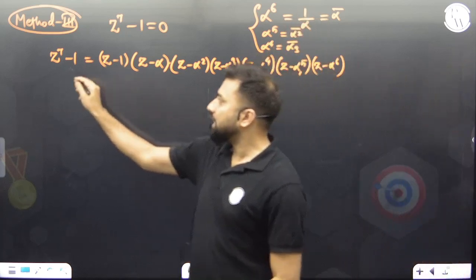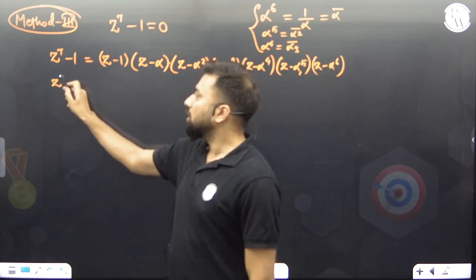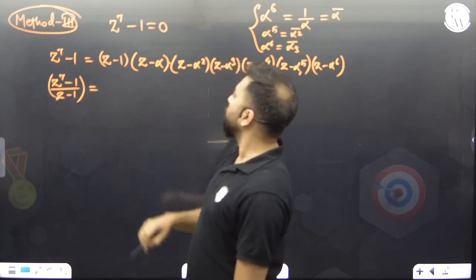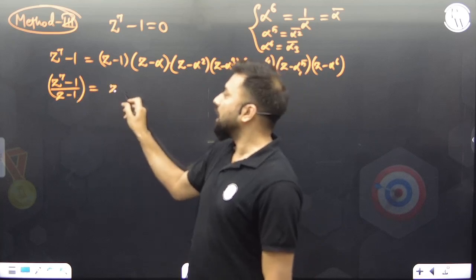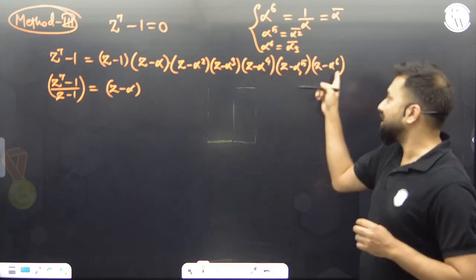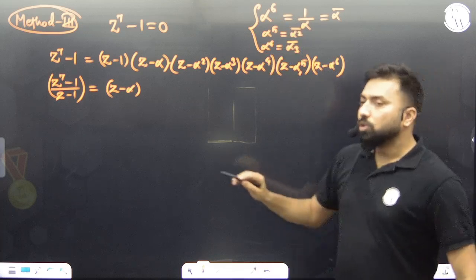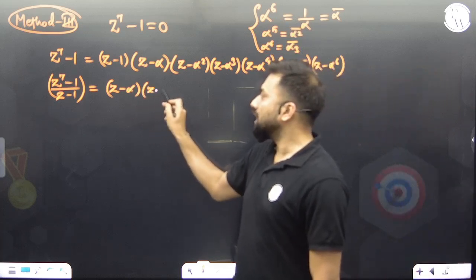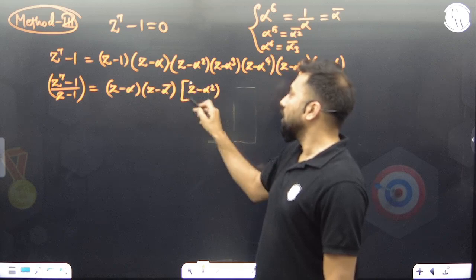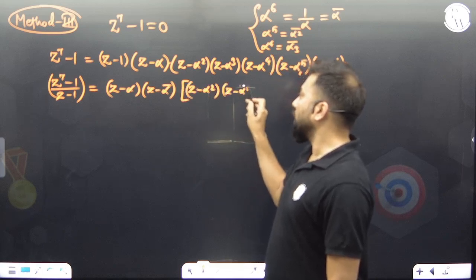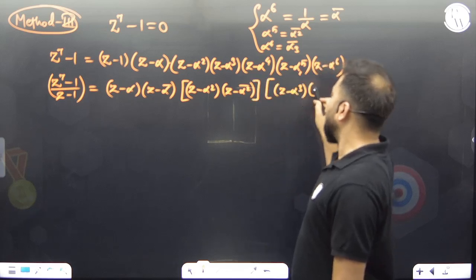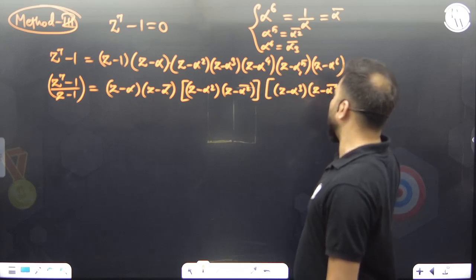So I can write z raised to the power 7 minus 1 upon z minus 1 as, now what I'm doing is I'm clubbing z minus alpha and z minus alpha raised to the power 6. Now I can write z minus alpha raised to the power 6 as z minus alpha bar. So this becomes z minus alpha into z minus alpha bar. Now similarly, the second bracket would become z minus alpha square and z minus alpha square conjugate. Now third would become z minus alpha cube and z minus alpha cube conjugate, right?